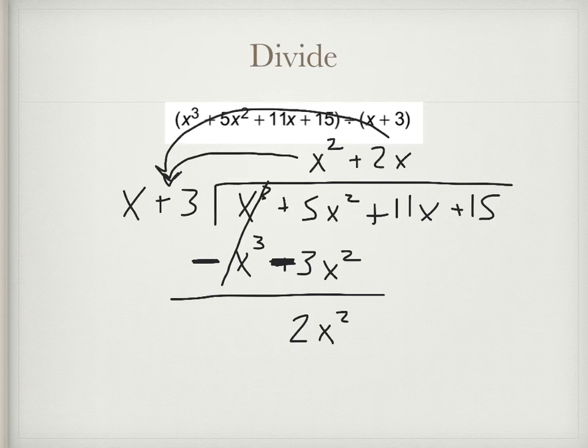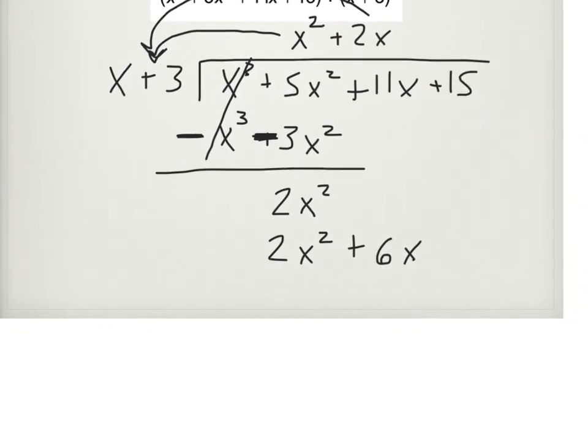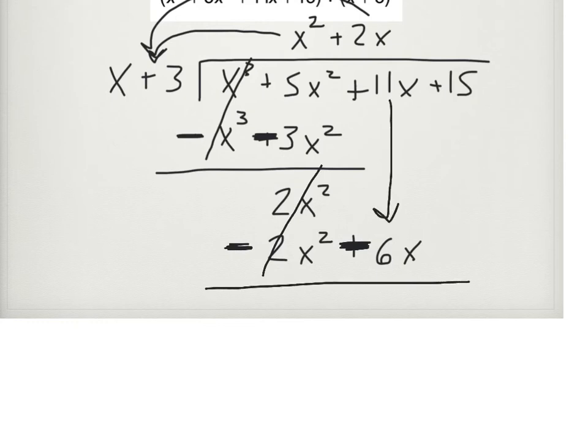And now we take this 2x and multiply it by the start. So what do we get when we multiply it by x plus 3? 2x squared plus 6x. Now we need to change the signs. So these two will cancel out. What do we do now? We need to drop down the 11 and combine those two.